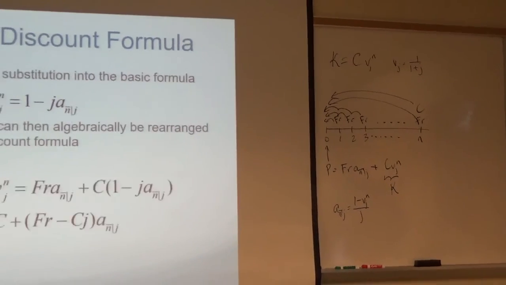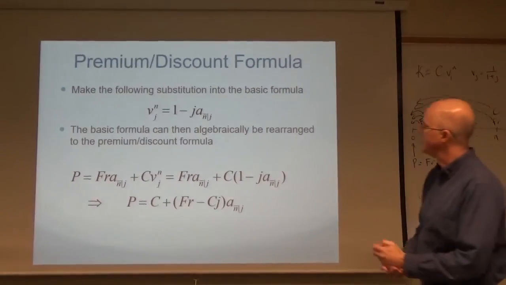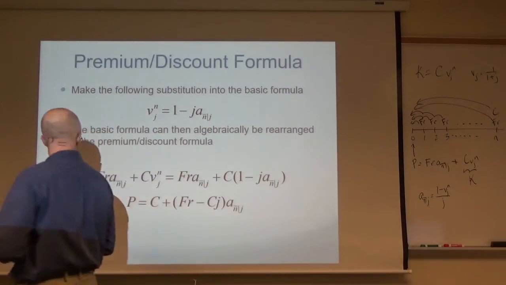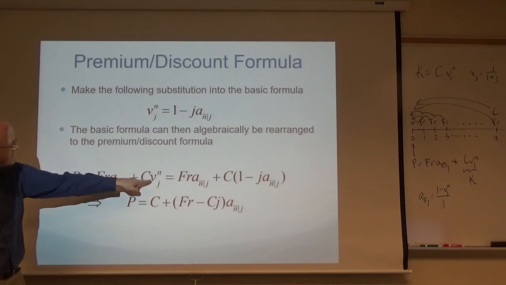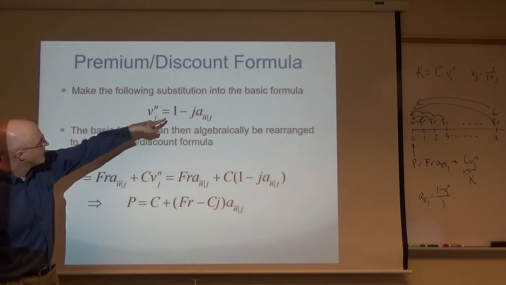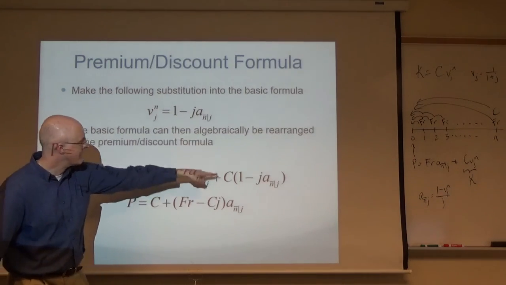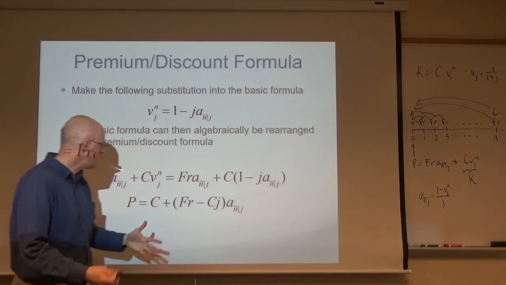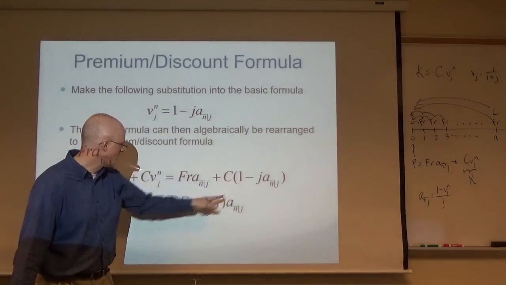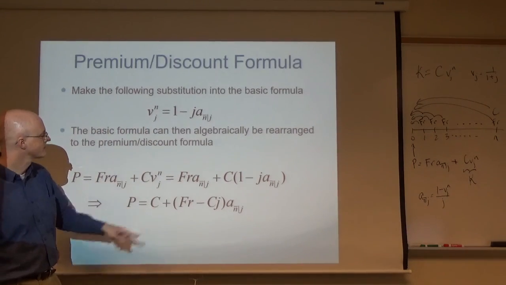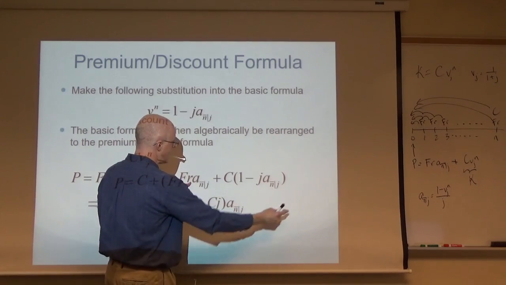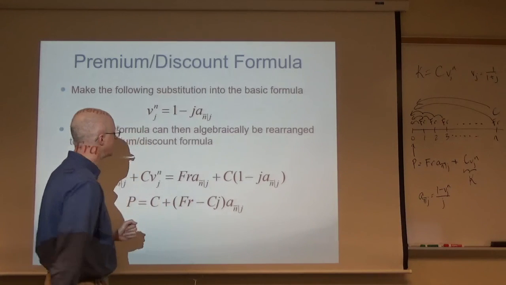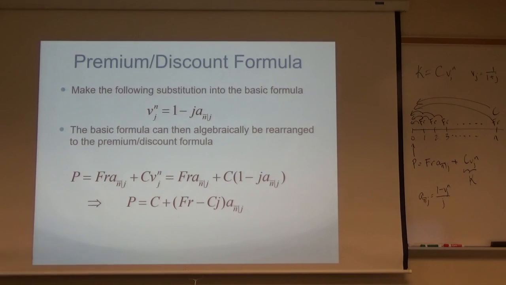If you make that substitution, you can rewrite the pricing formula in this way. Just think about it real quick here. Replace this v^n right there with 1 minus j a_n, like that. Rearrange. C times 1 gets pulled in front here. Fr a_n and C j a_n go together with a minus sign there. Okay, that's called the premium discount formula.